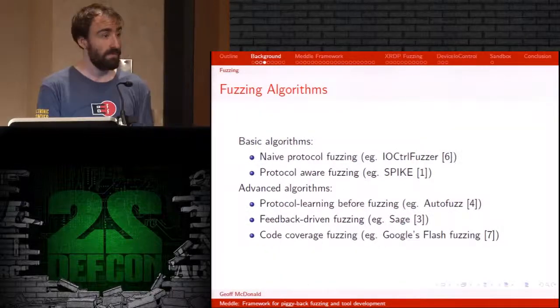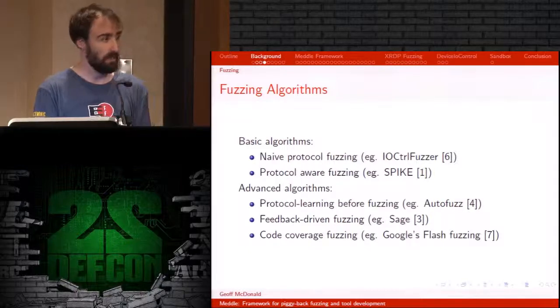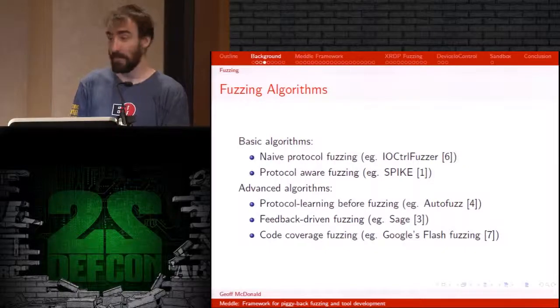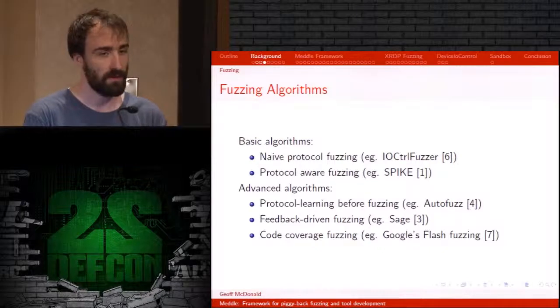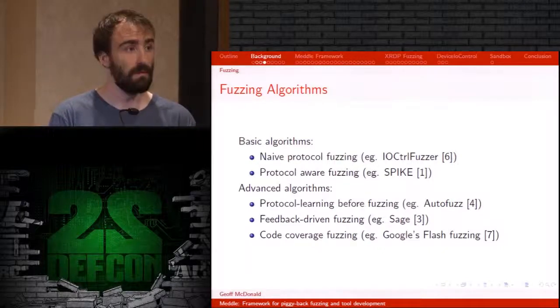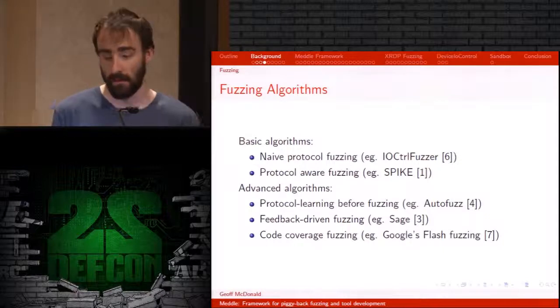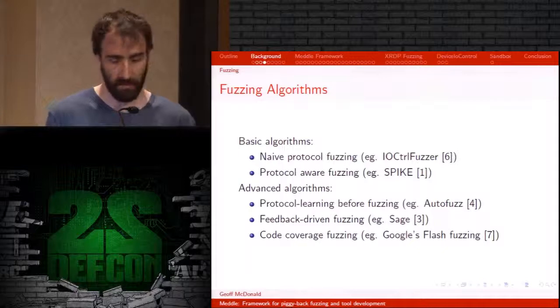There are quite a few different fuzzing algorithms. These are only a couple of the ones worth really good mentions. First, naive protocol fuzzing. Basically, you don't understand anything about the file or the protocol itself. You would just randomly modify the data and then load that data in an application, hoping that it would crash. So you don't know anything about the file format or the protocol.